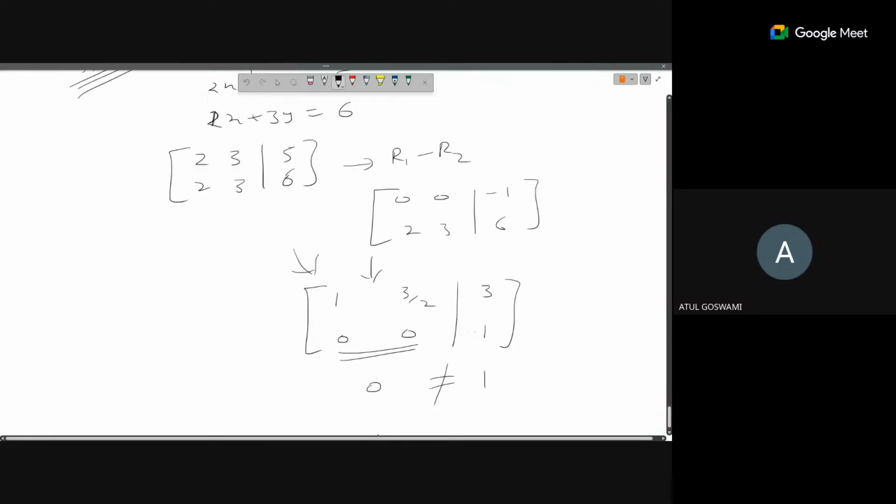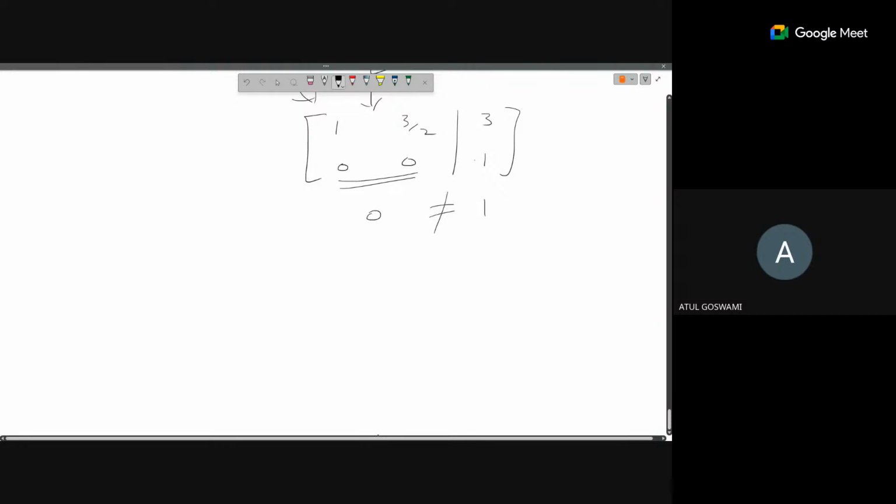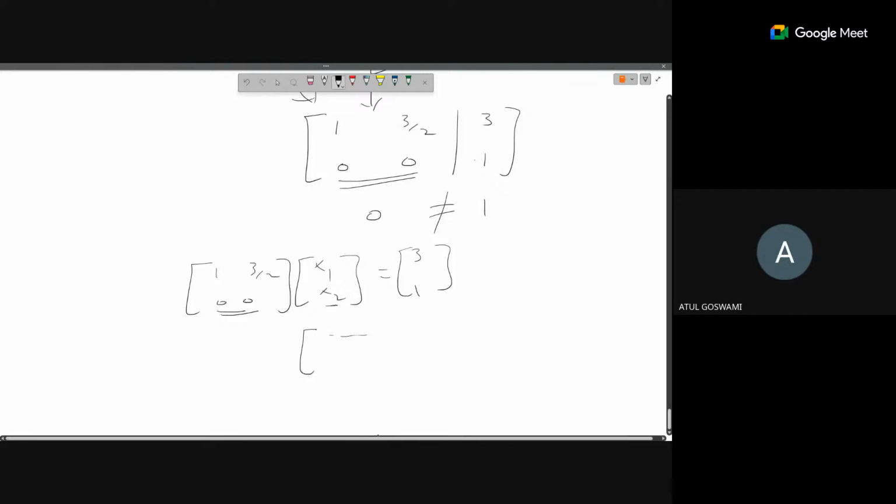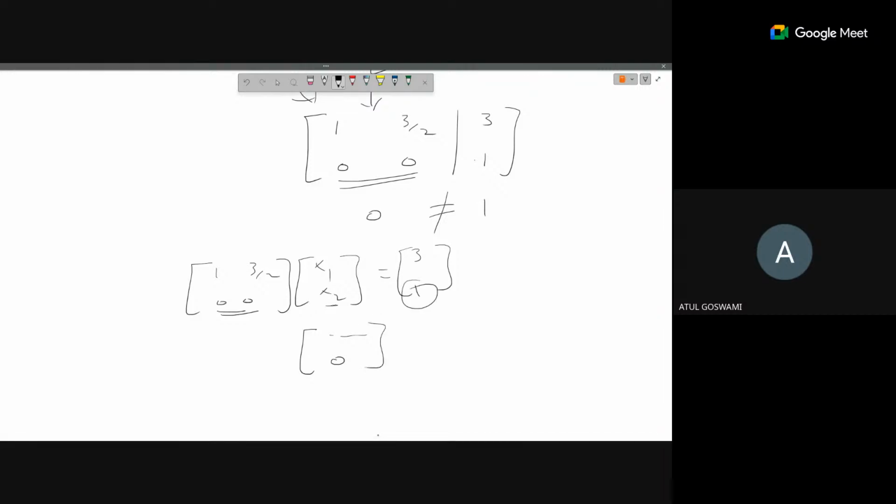what is happening here when you expand it. So this is the matrix, 1, 3/2, 0, 0. This is x1, this is x2. This is 3, 1. Okay, so just take this and try to multiply. What do you get? You get something here, but here you get 0, while here it is 1. Clearly you can see there is a contradiction. Here it is saying it should be 1, but here we are getting 0. That means no solution. No such x2 is possible that can satisfy this system.